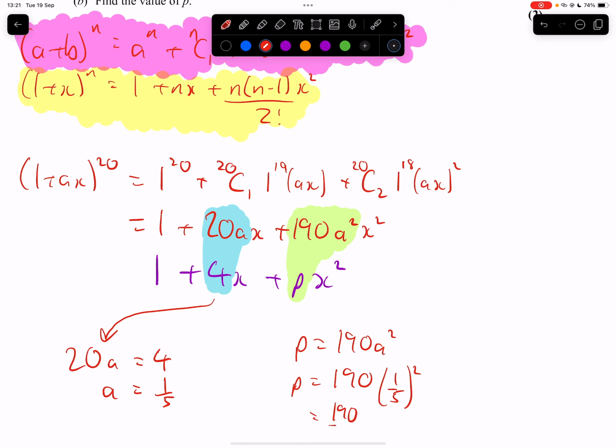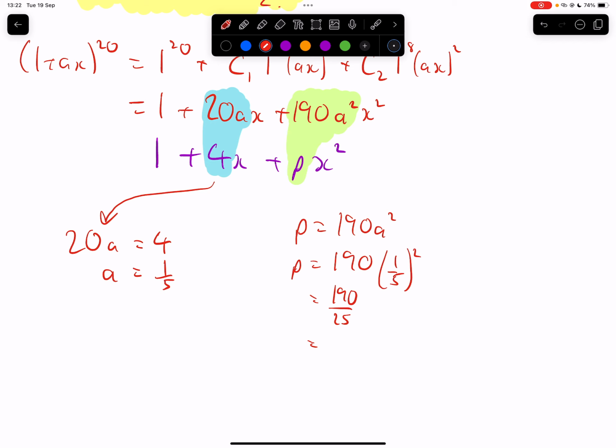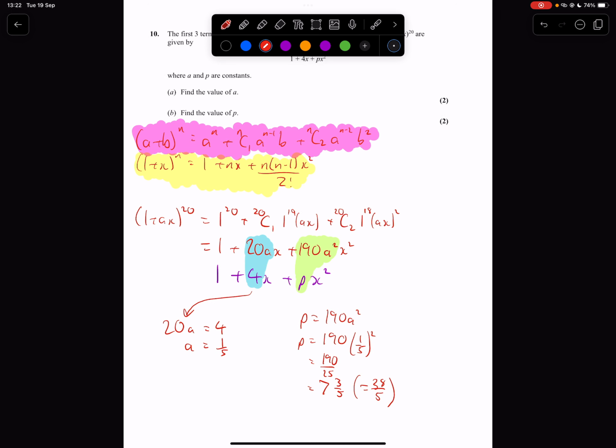So it's 190 over 25, which does cancel down a little bit to, what would that be? That would be 7 and 3/5, I believe. Or you could call it 38 over 5, sorry, not 50. So that is the second one sorted. Third question, actually.